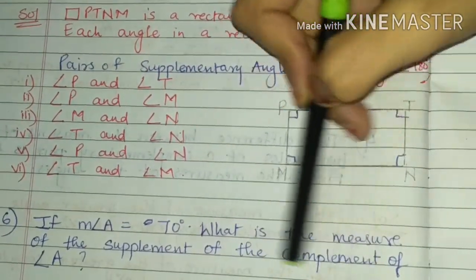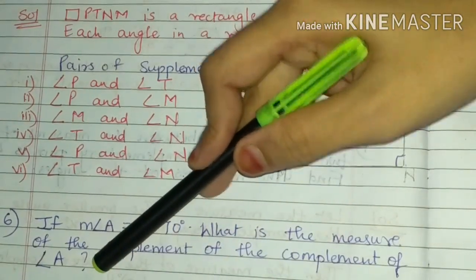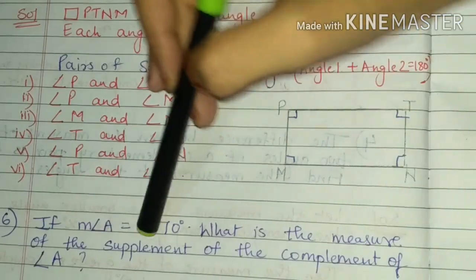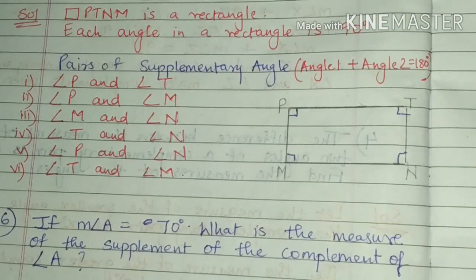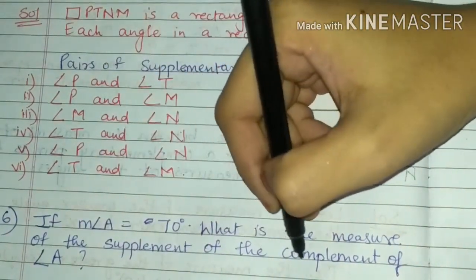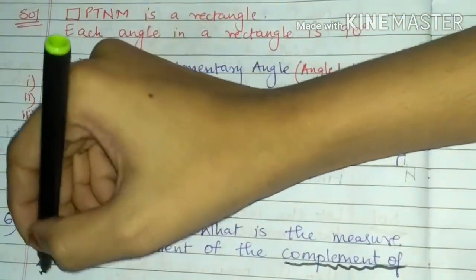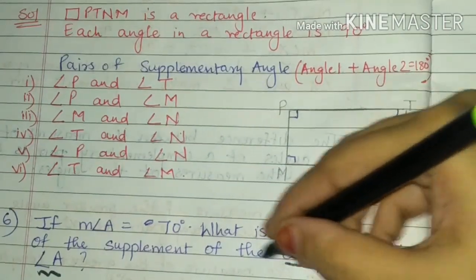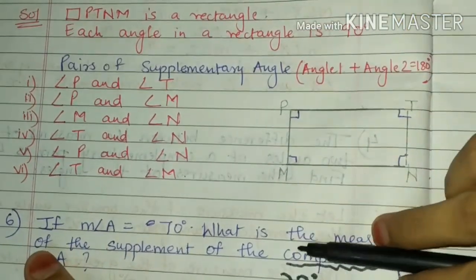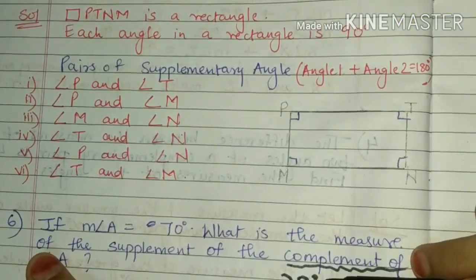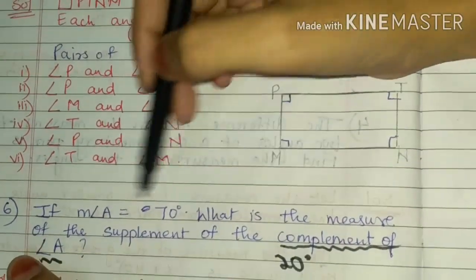See, part by part we will do. Complement of A, how much do we get? Complement of A we get as 20 degrees. Now it is easy to understand. See, now this part is over. Read this: what is the measure of the supplement of the complement of angle A? This complement of angle A is 20 degrees. So now in place of this you will read 20 degrees, as we get the complement of A as 20 degrees. Okay, so read again.